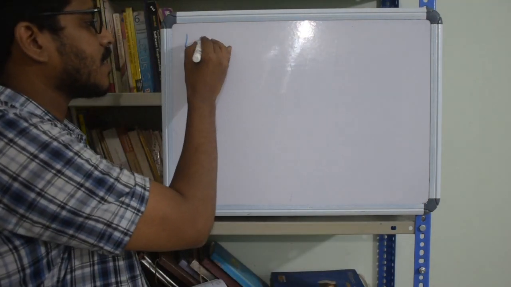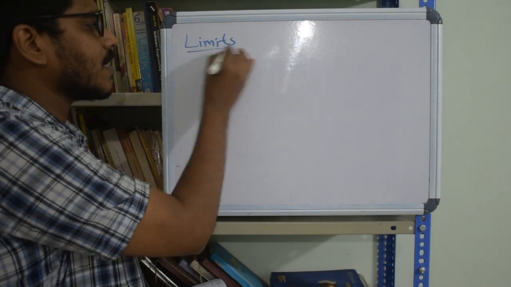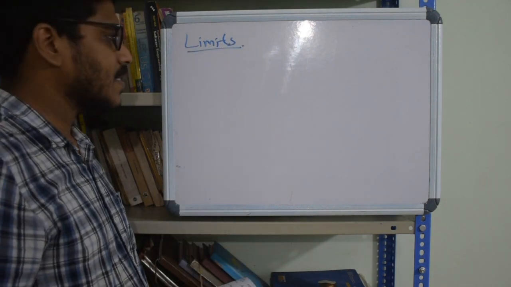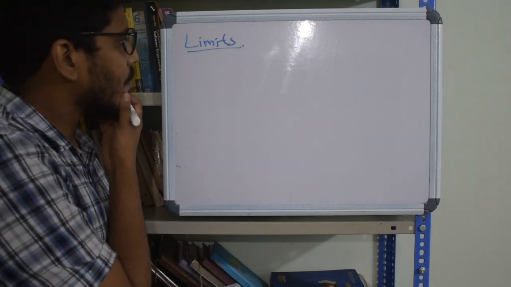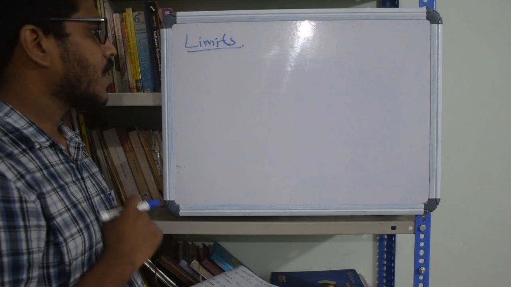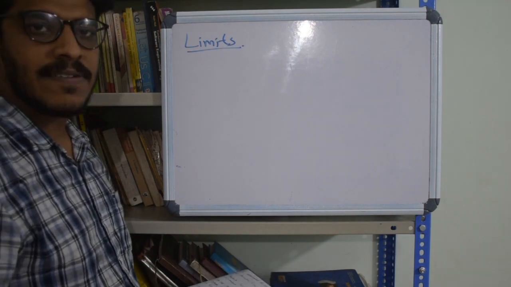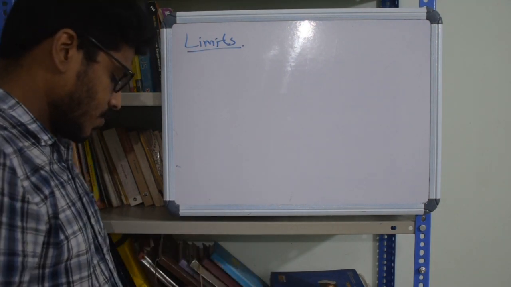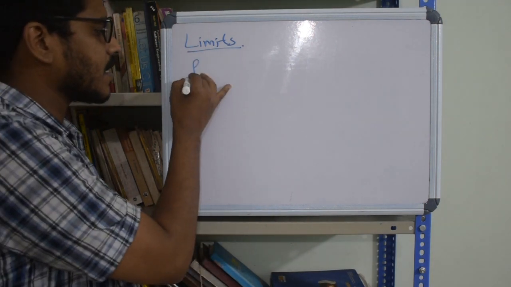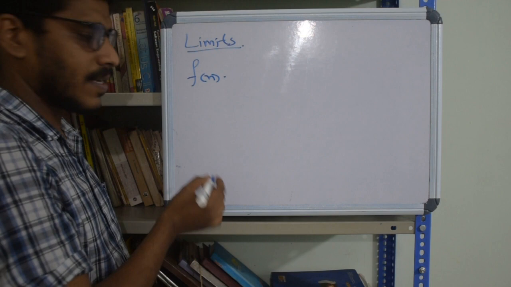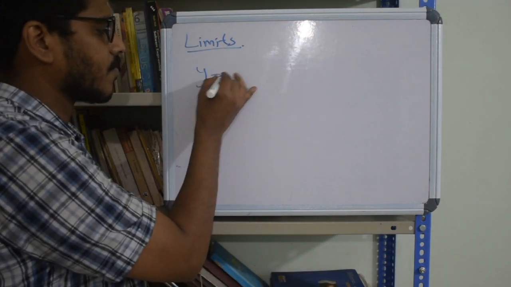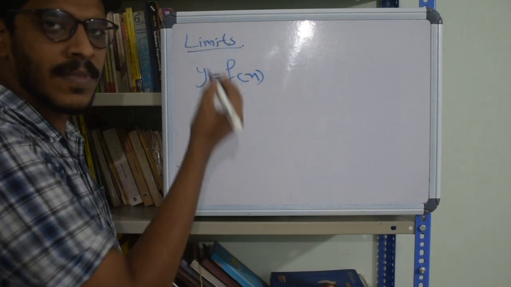In fact, limits actually had to be discussed prior to derivatives, but as I was oblivious to your textbook, I was compelled to start with derivatives and come to limits later. So what does the concept of limit express? Suppose we have a function f of x, or y equal to f of x. That's how we express functions. y equal to f of x.